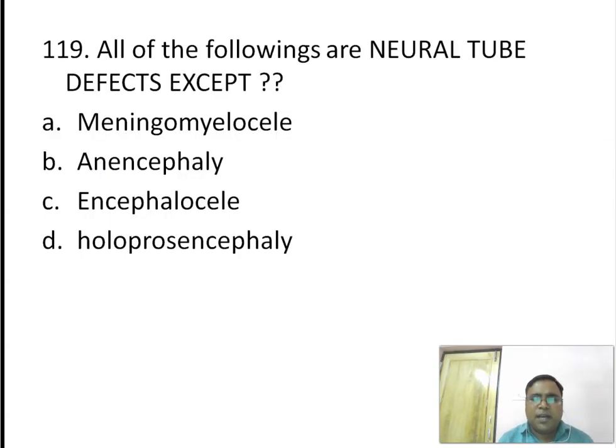All of the following are neural tube defects, except: among these four, one is not coming under the term neural tube defects. Is it meningomyelocele, anencephaly, encephalocele, or holoprosencephaly? The answer is holoprosencephaly. That is not coming under neural tube defects.